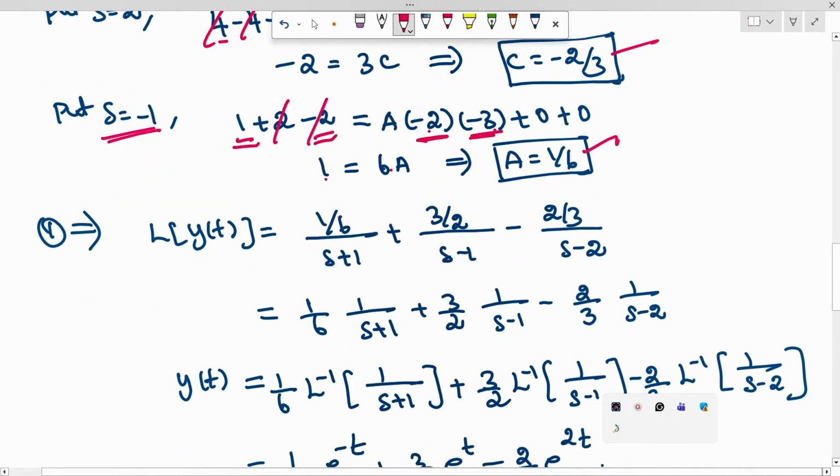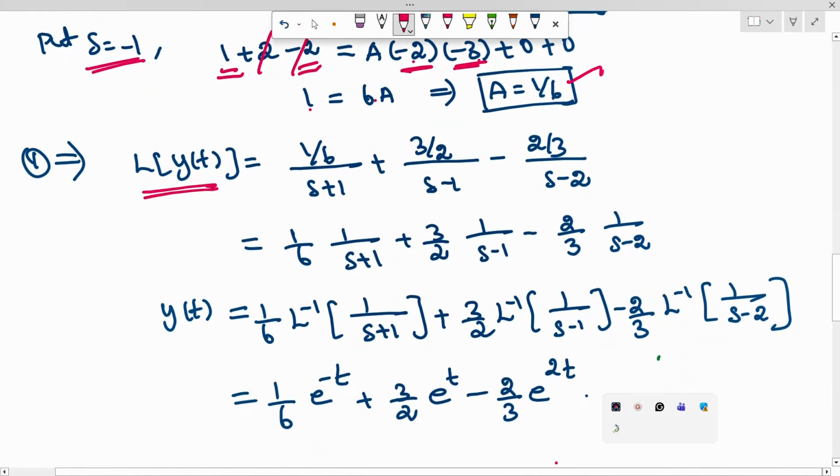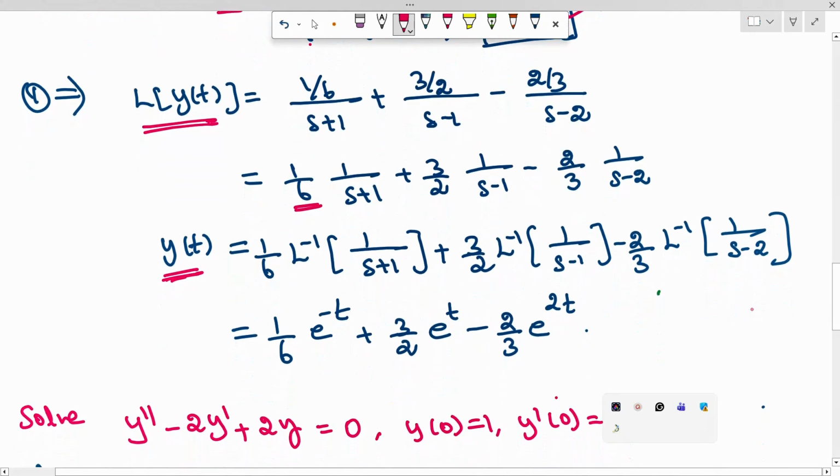Here in the numerator 1 by 6 is there, this is constant, we can write here 1 by 6 into 1 by s plus 1 plus 3 by 2 into 1 by s minus 1 minus 2 by 3 into 1 by s minus 2. Left hand side what is there? L of y of t. Therefore, y of t equal to, we can write L inverse, because left hand side L of y of t, this L goes to right hand side, it will be L inverse. Here 1 by 6 constant, take outside and then apply L inverse. L inverse of 1 by s plus 1 plus 3 by 2 into L inverse of 1 by s minus 1 minus 2 by 3 into L inverse of 1 by s minus 2.